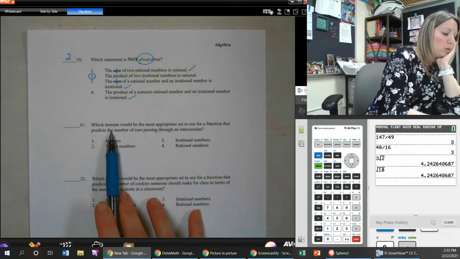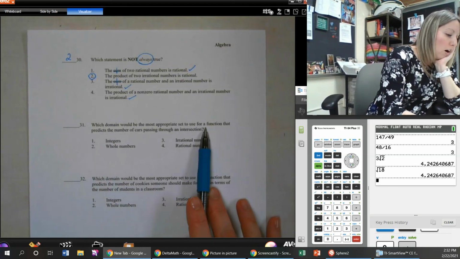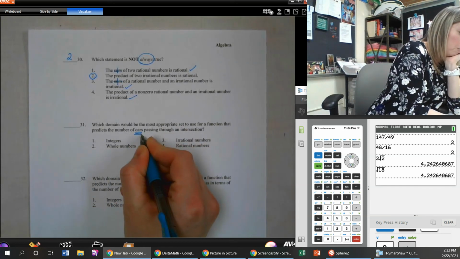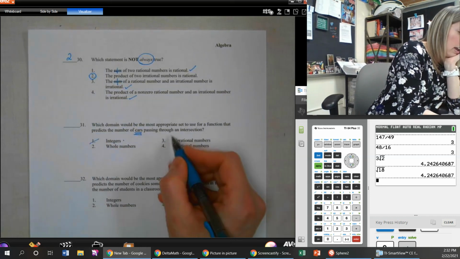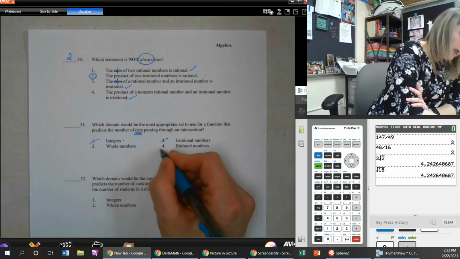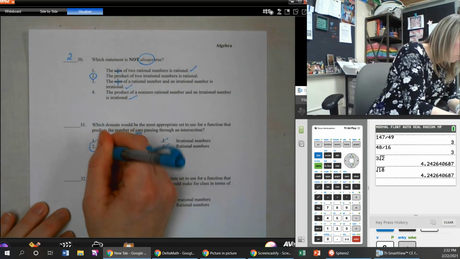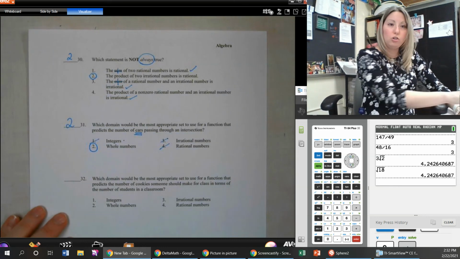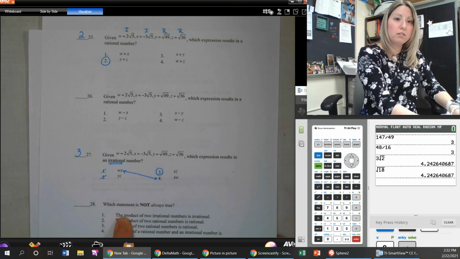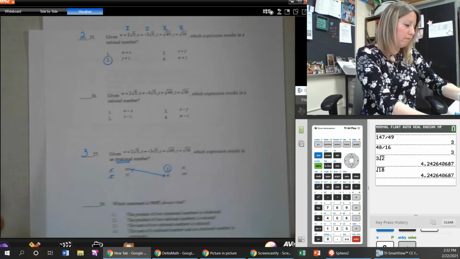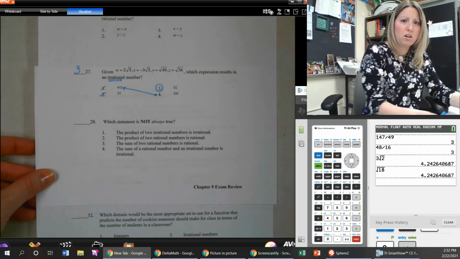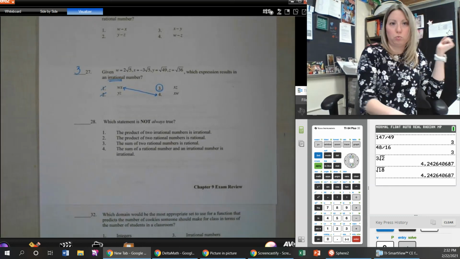Which domain would be most appropriate for a function that predicts the number of cars? Cars has to be whole numbers. You can't have the negatives. You can't have radical 2 number of cars, and you can't have half a car. So it's got to be whole numbers. You try 32, 28, and 26, and we shall be right back with those results.